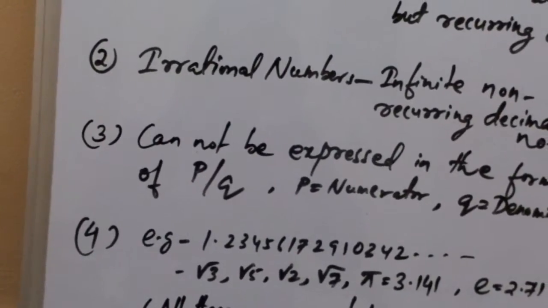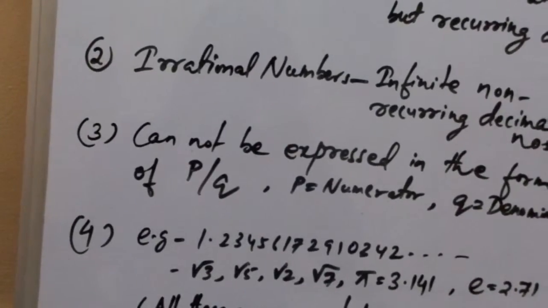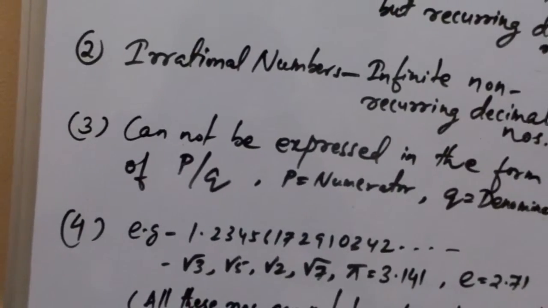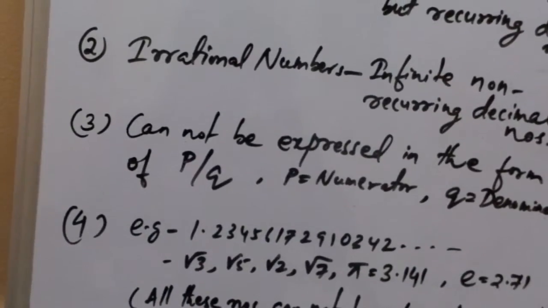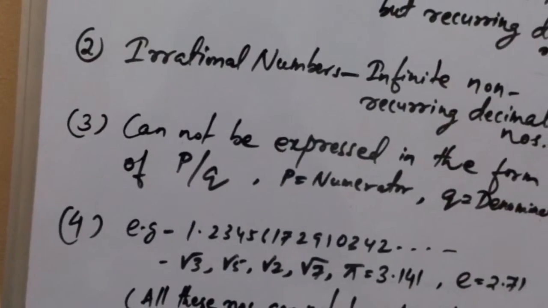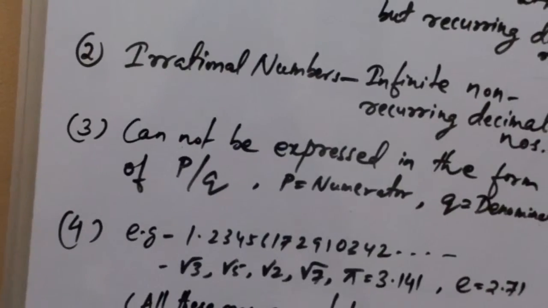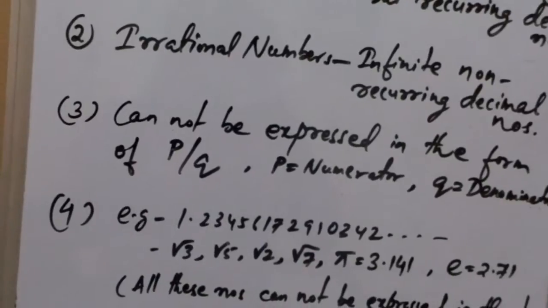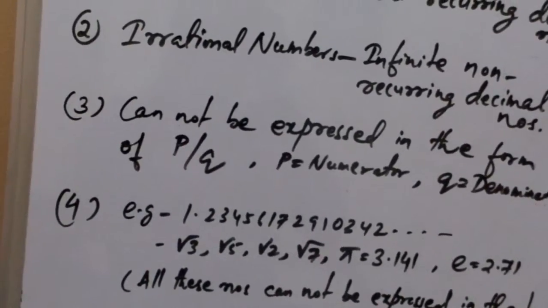Can you define it in terms of some numerator divided by a specific denominator value? Can you define it? No. Similarly, in everyday life, in day-to-day mathematics, we use a few irrational numbers very frequently. Some examples are root 3, root 2, root 5, as you see in point number 4, then root 7, pi, e, and all these.